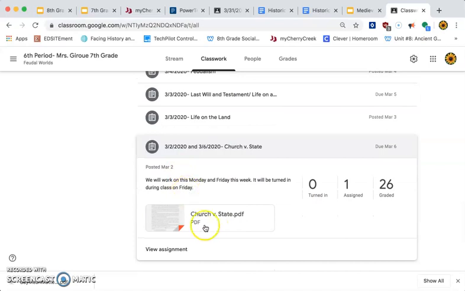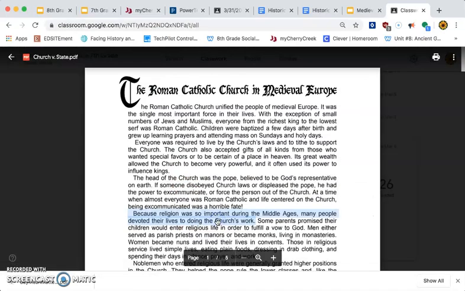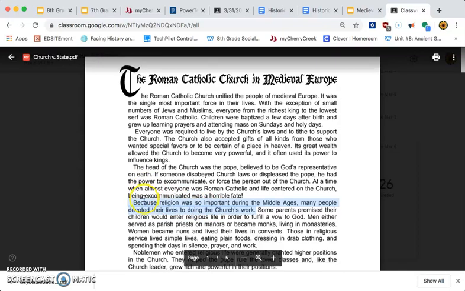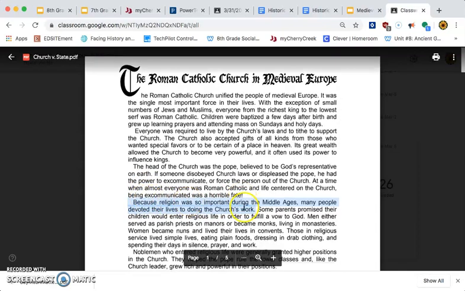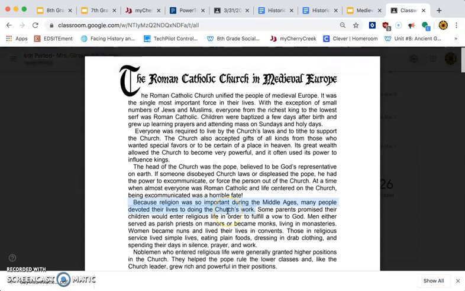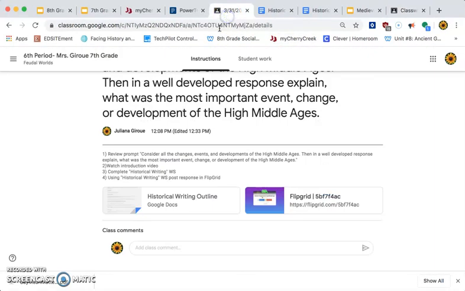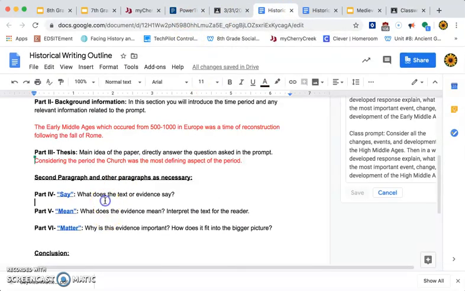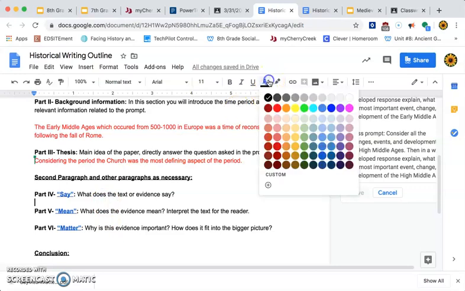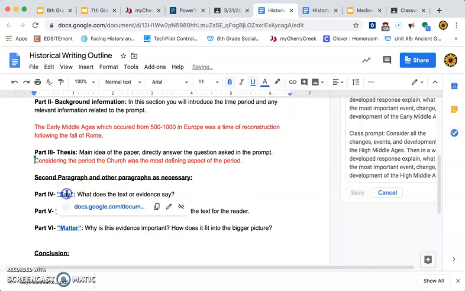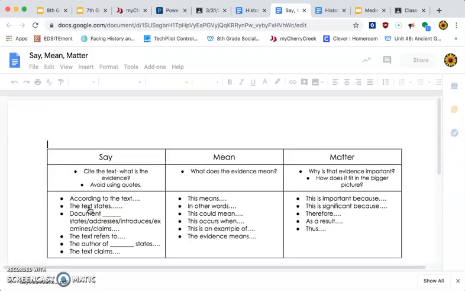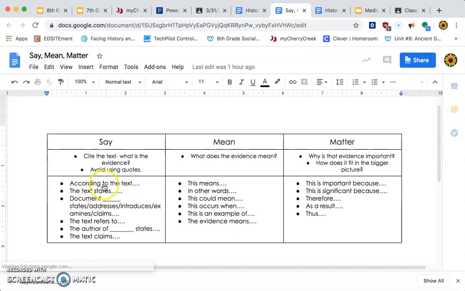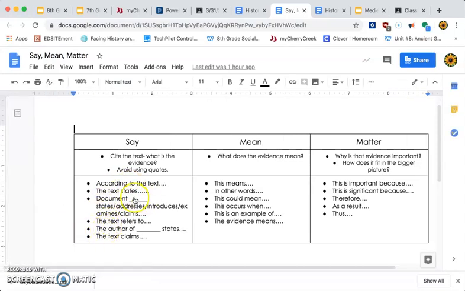So here we have Church versus State. Awesome. And we have, because religion was so important during the Middle Ages, many people devoted their lives to the church's work. Okay, that sounds good. How can I make that work? Okay. First, let's click on this link. What does it say? Well, here's a bunch of stems, a bunch of ways I can start my sentences.